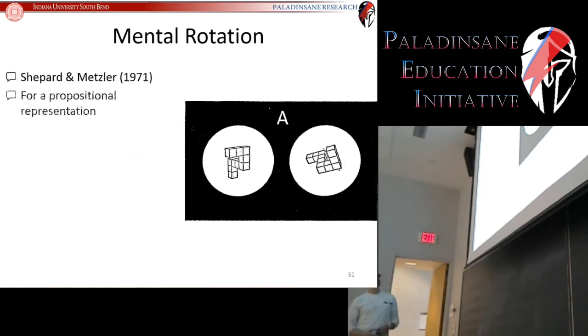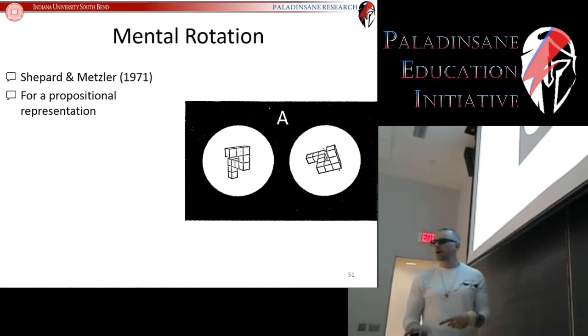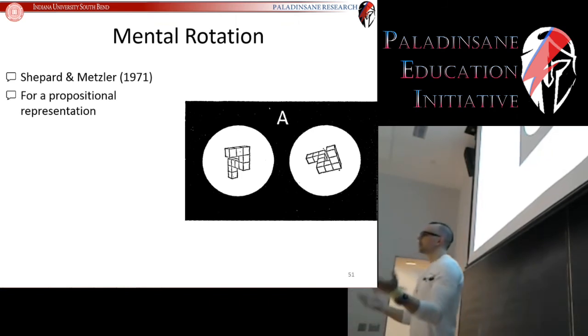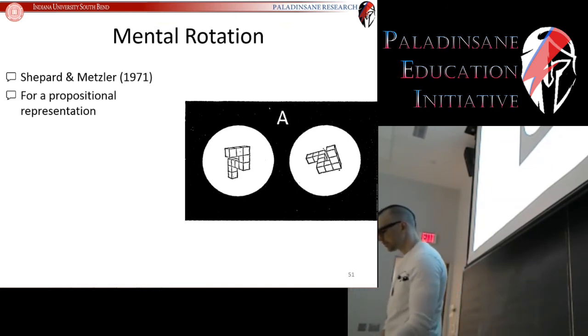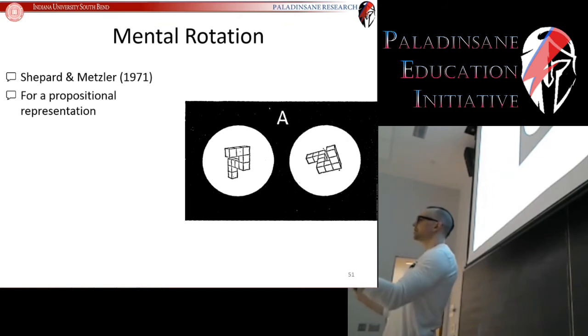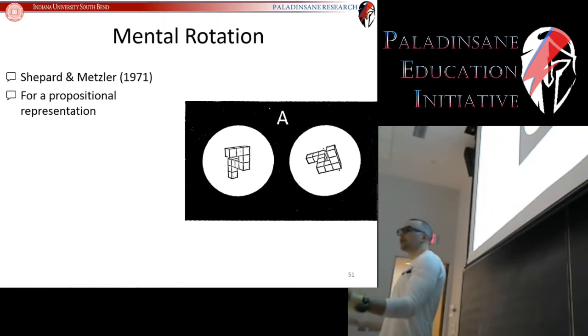So why would this give us an idea of whether we're dealing with a propositional or an imagery representation? Well, it has to do with what happens in the real world. If you have two objects that are the same, this is immediately apparent. But if you were trying to figure out whether they're the same, you would actually take one and rotate it. And the further you had to rotate it in the real world, the longer it would take you to determine whether they're the same or not, right?